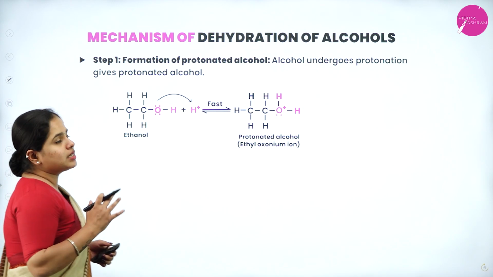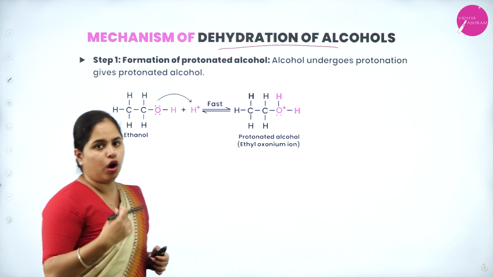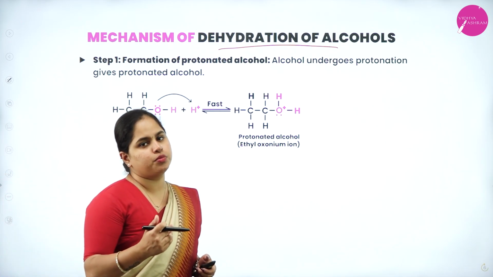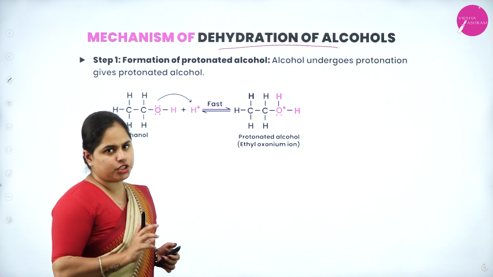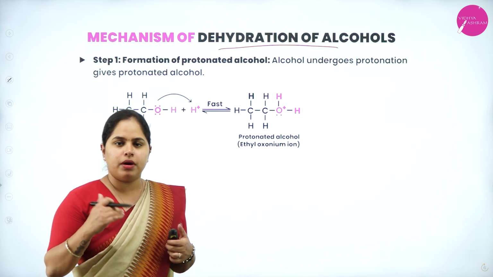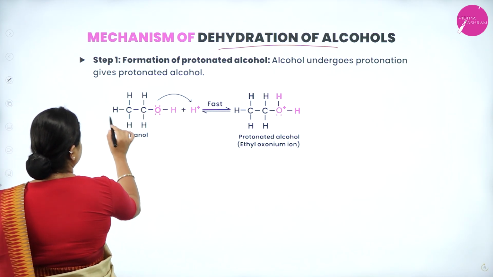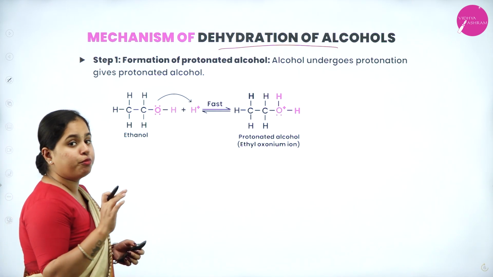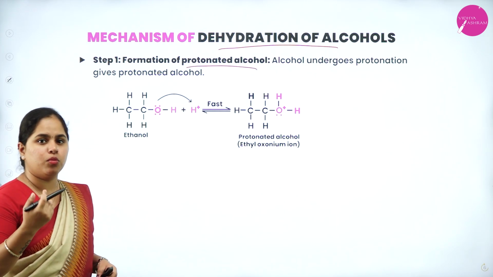Now, the mechanism of dehydration of alcohols, which is important. Wherever I am discussing the mechanism of various reactions, it is very, very important from your examination point of view as well. As discussed, we know that hydrogen and the hydroxyl group, H and OH, will be removed and you will get a double bond there. But how exactly this is happening is what we are going to see now. Ethanol, CH3CH2OH, is taken here, and the first step is formation of protonated alcohol. Protonated alcohol means we are going to add one more H+.